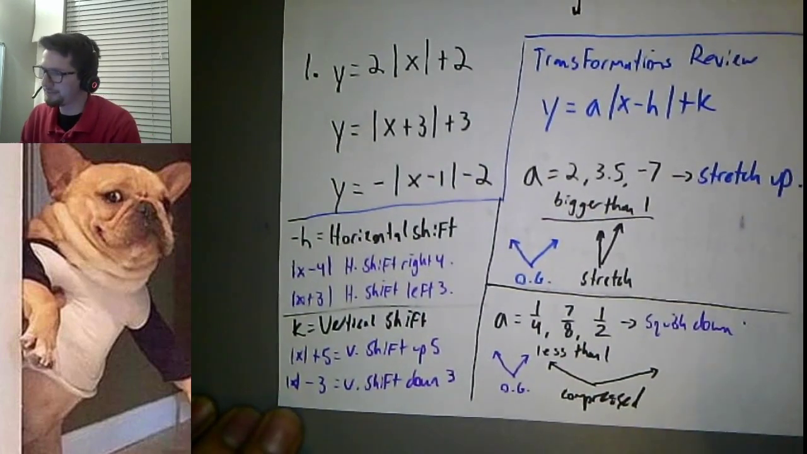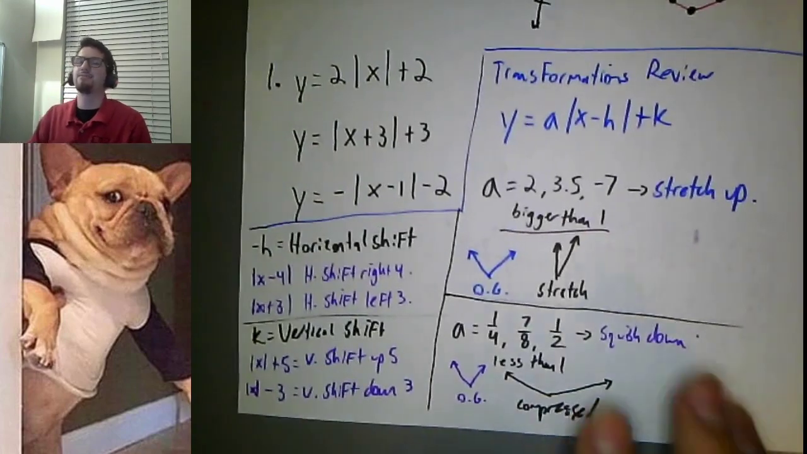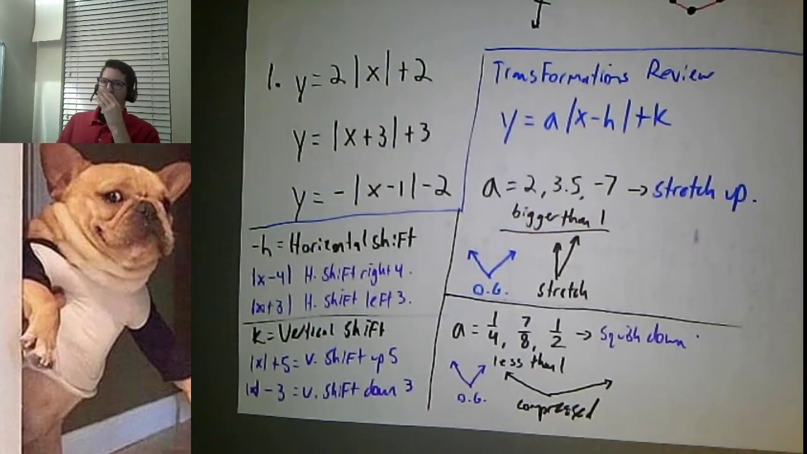The key here, and this is the thing you've got to remember. People missed this on the quiz because they didn't listen when I said it. If it is in the parentheses, it's h. If it is outside the parentheses, it is k. If it is inside the parentheses, it is horizontal no matter what. If it is outside the parentheses, it is vertical no matter what.